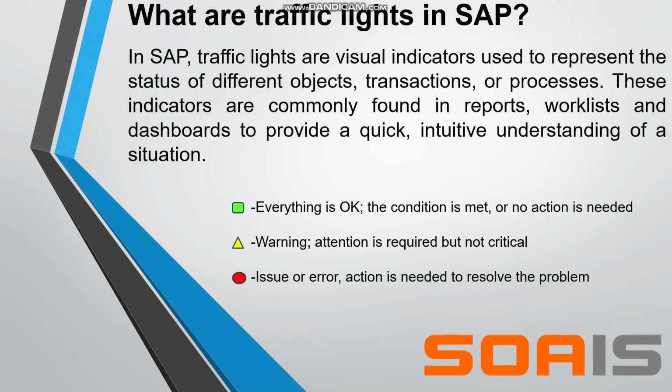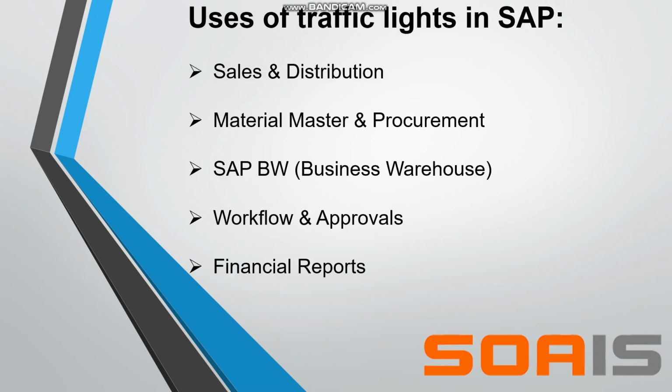Green color represents everything is okay, the condition is met or no action is needed. Yellow represents warning, attention is required but not critical. Red represents an issue or error, action is needed to resolve the problem. So often, validation of traffic lights in SAP becomes crucial.